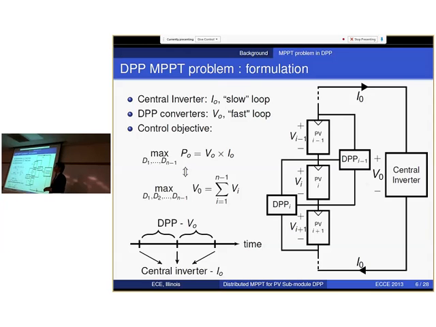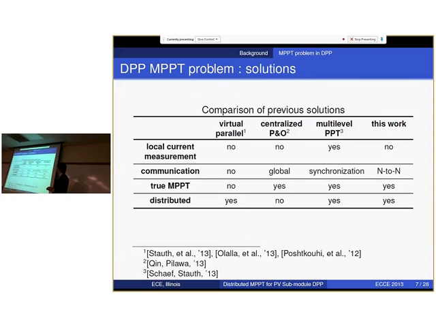But then the challenge is each DPP converter only measures part of the string voltage. It does not have information of the entire string voltage. So how can we actually control the duty ratio of each DPP converter to maximize the string voltage? So there are several previous solutions.